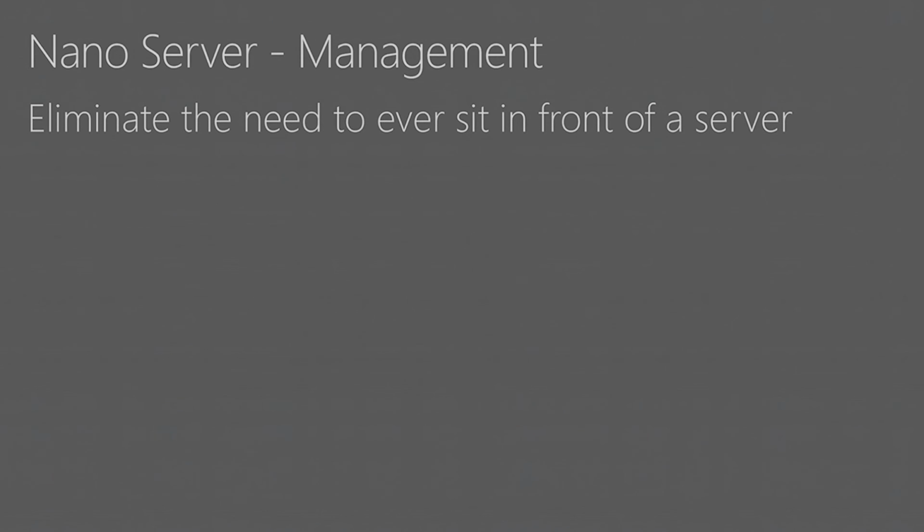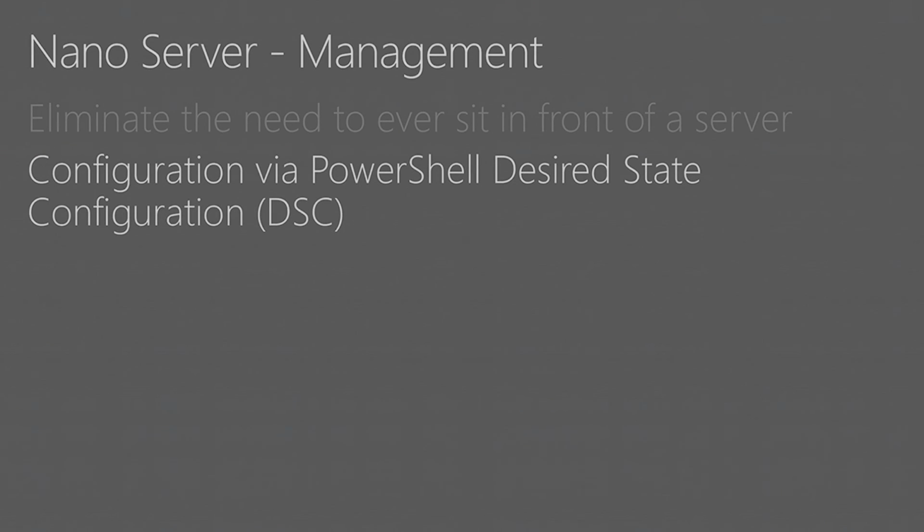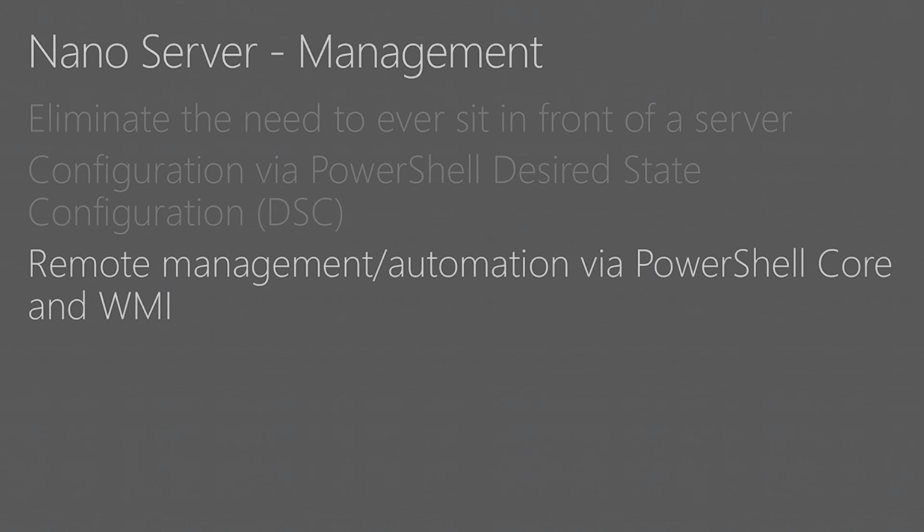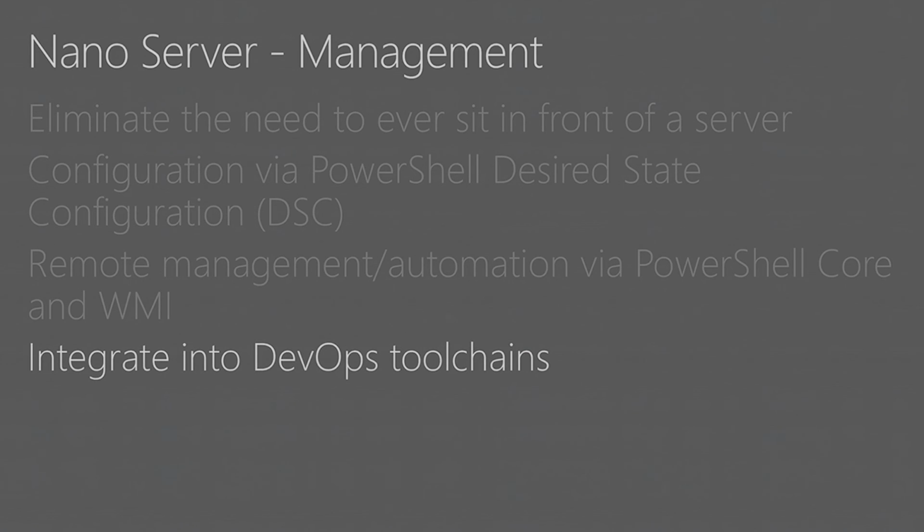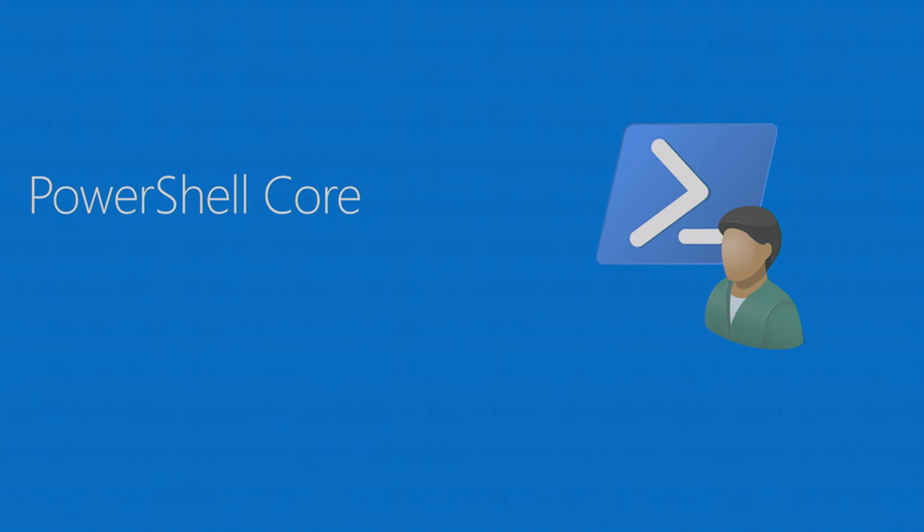The goal with Nano Server remote management and the new set of tools we built is eliminating the need for you to ever sit in front of a server or even RDP into a server. So you have your command line, your automation and things available via PowerShell, PowerShell desired state configuration and WMI, which provides integration into the DevOps tool chains with Chef and Puppet and things like that. And then in Nano Server, we have PowerShell Core.